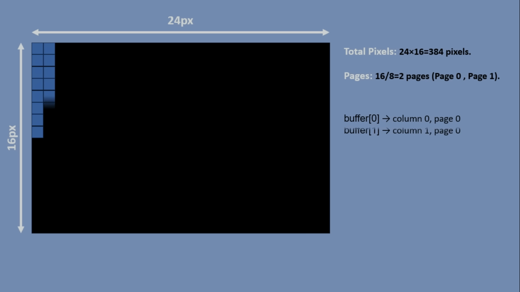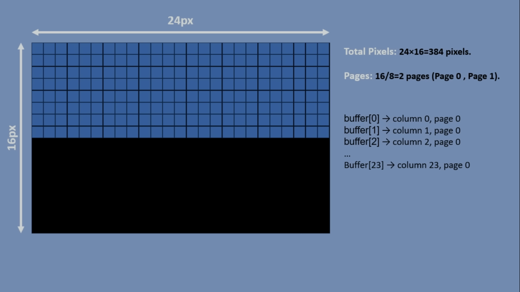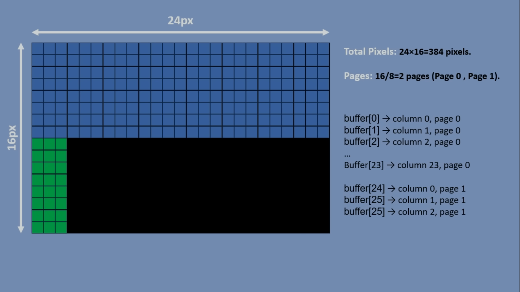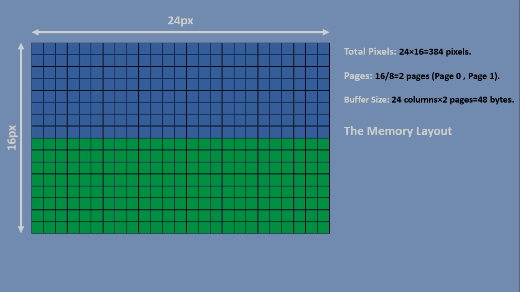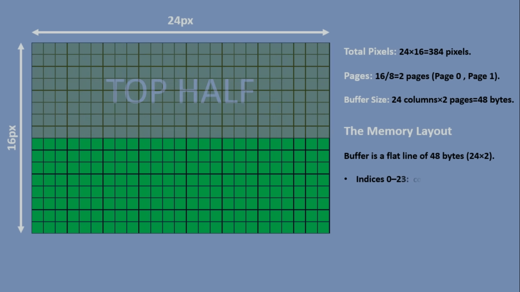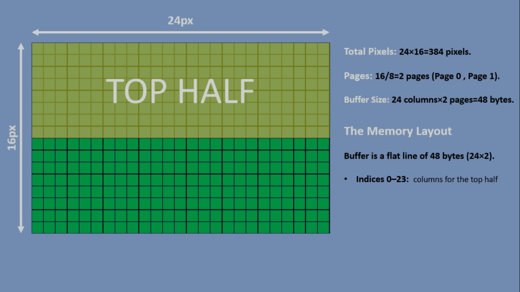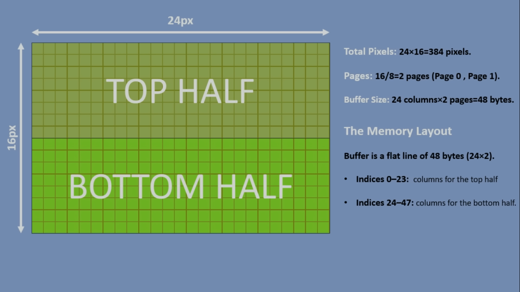In the buffer that the library maintains, the first byte represents page 0 of column 0, the second byte represents page 0 of column 1, and so on, up to page 0 of column 23. After that, the next byte represents page 1 of column 0, then page 1 of column 1, continuing all the way to page 1 of column 23. So the buffer size is 24 columns times 2 pages, which gives us 48 bytes. In memory, the buffer is a flat array of 48 bytes. Indices 0 to 23 represent the top half of the display. Indices 24 to 47 represent the bottom half.